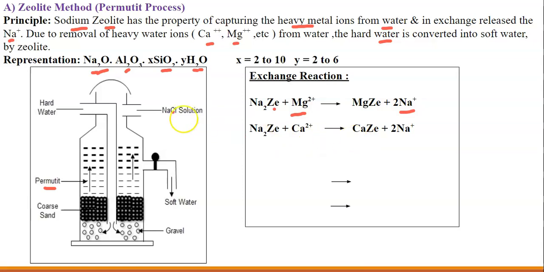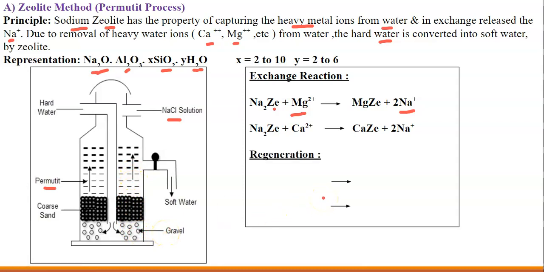So at that time we have to regenerate the bed. That means we need to add the sodium ions again and remove those heavy metal ions. So for that we use a 10% NaCl solution, which is also called brine solution. So we regenerate the zeolite bed by using a 10% NaCl solution. This NaCl solution will pass through here and go into the zeolite bed, and the reverse reaction will happen, that Na+ ions will again go into the zeolite and heavy metal ions would be removed and that water would be flushed out.